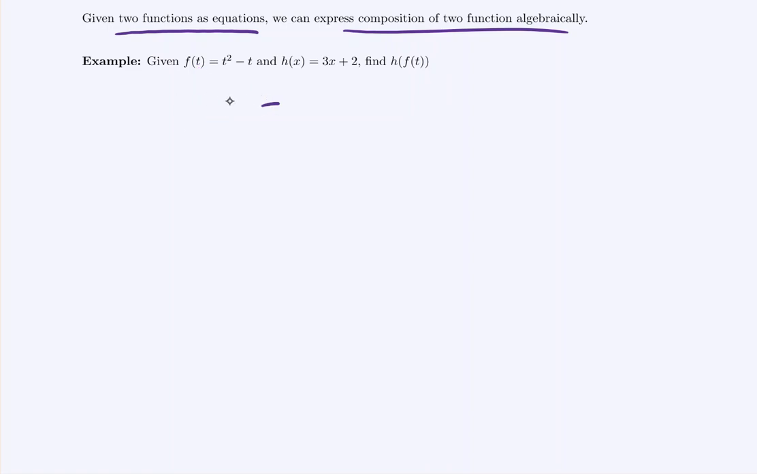And the function h of x, given an input x, is going to say I'm going to multiply the input by 3 and then add 2. And we are asked to find h of f of t. So it's the composition of h of the function f of t.